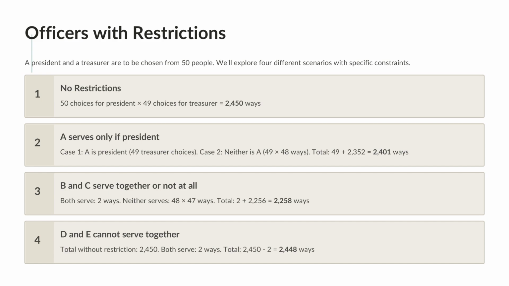Third, if B and C must serve together or not at all, there are 2 ways for them to occupy the 2 positions. If neither serves, we choose 2 officers from the remaining 48 people, which gives 48P2 equal to 48 multiplied by 47. The total number of selections becomes 2,258. Fourth, if D and E cannot serve together, we subtract the cases where both serve from the unrestricted total. Since they can occupy the 2 positions in 2 ways, we subtract 2 from 2,450, giving 2,448 possible choices.